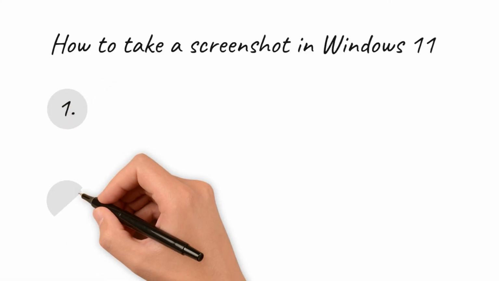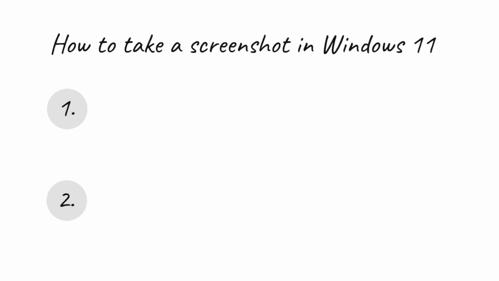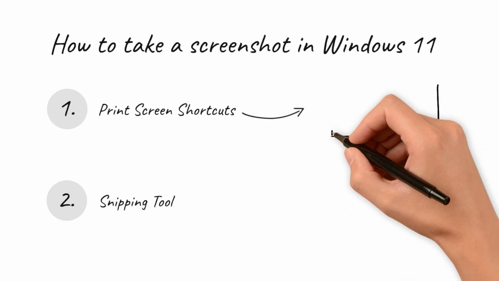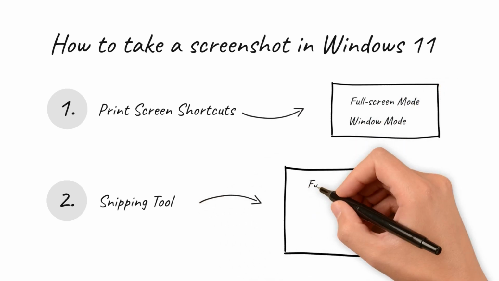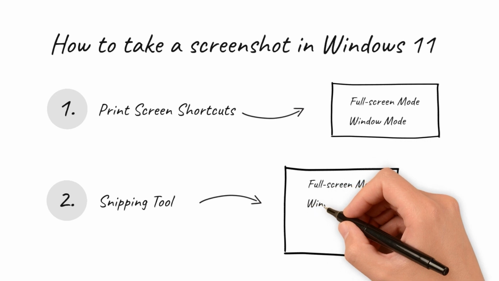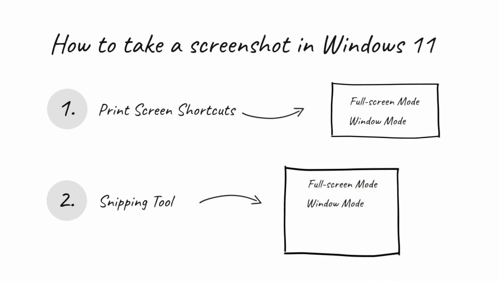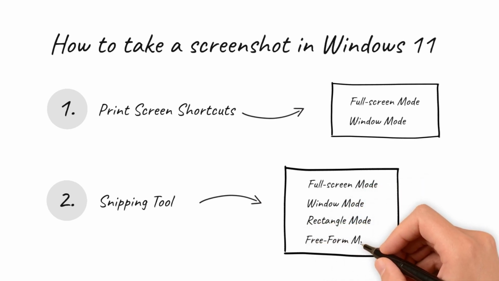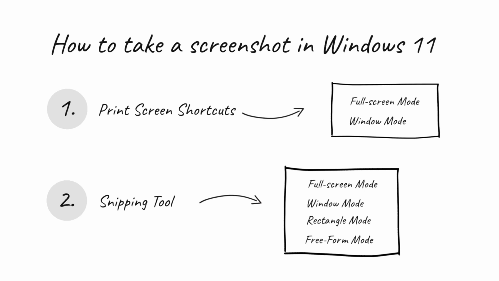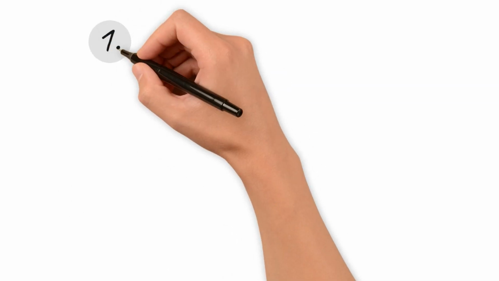The two methods for taking a screenshot we'll cover today are using the print screen shortcuts and something called the snipping tool. The first method allows you to take a screenshot of your entire screen or a specific window. The second gives you a bit more flexibility. You can screenshot the full screen or a window like the print screen shortcut method, or you also have the ability to custom select any segment of your screen using the rectangle or freeform selection modes. Let's dive into the first method, our print screen shortcuts.